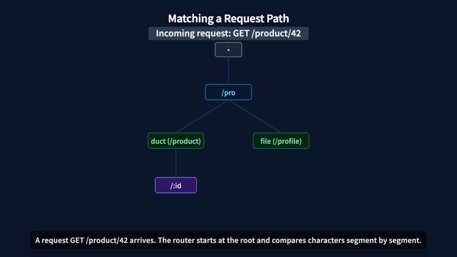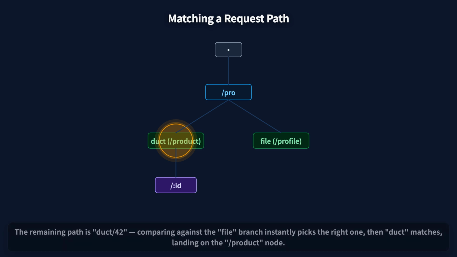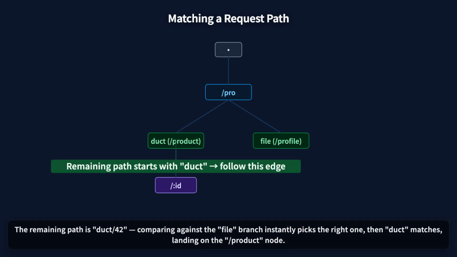The request get product 42 arrives. The router starts at the root and compares characters segment by segment. First, it matches the shared prefix pro. One comparison skips 3 characters. The remaining path is duct 42.